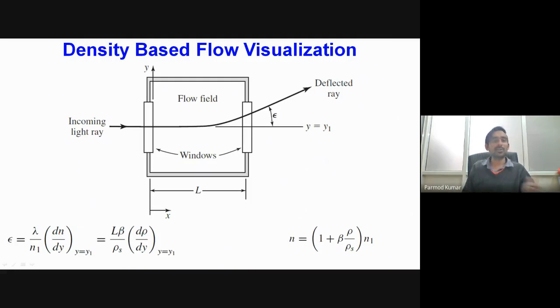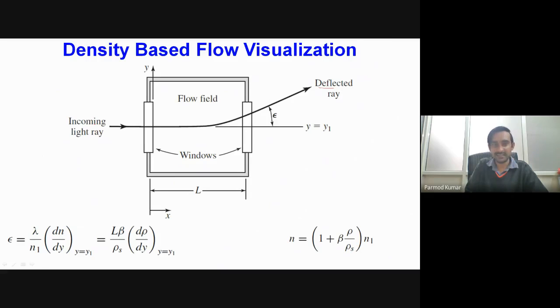This is one typical representation which I have shown here. In this, the deflected ray makes some angle epsilon with the direction of the incident ray. Here you will find that epsilon is lambda divided by n1 into d eta by dy.